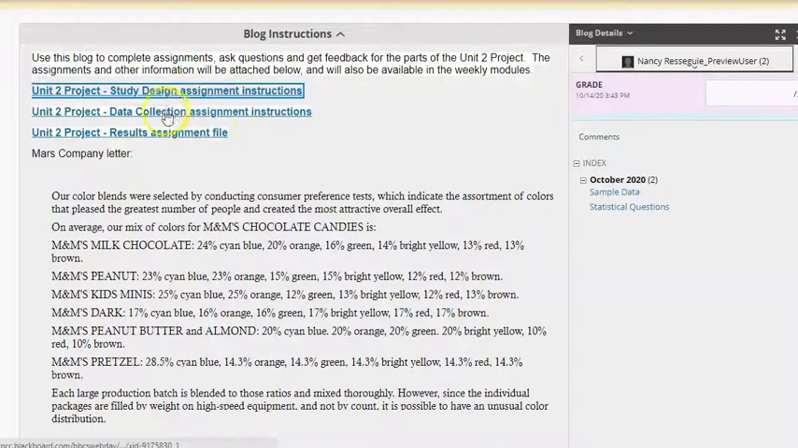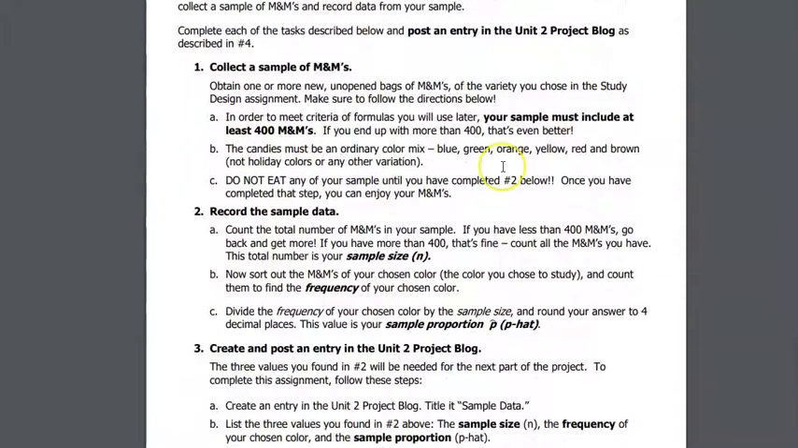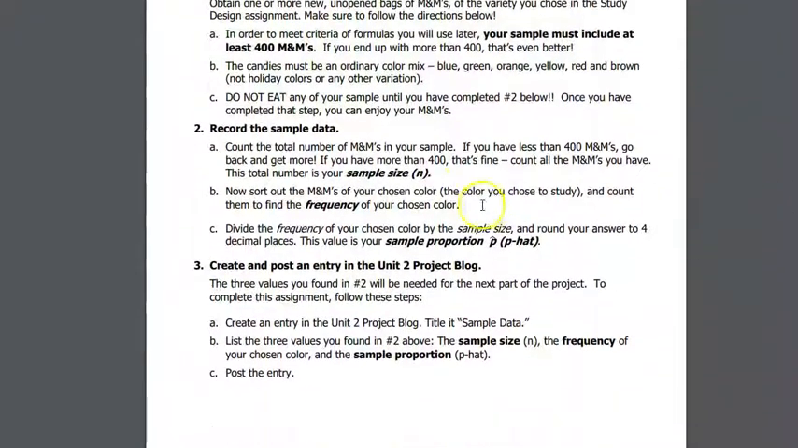The next part of the project was the data collection part. For this part, I just collected a sample of the dark variety of M&Ms. I made sure that I got at least 400 of them. I counted how many I had altogether. I counted how many there were of the color I chose, which happened to be red. That would give me my frequency for that color, and then I divided the frequency by the sample size to get my sample proportion. Here's what I came up with.